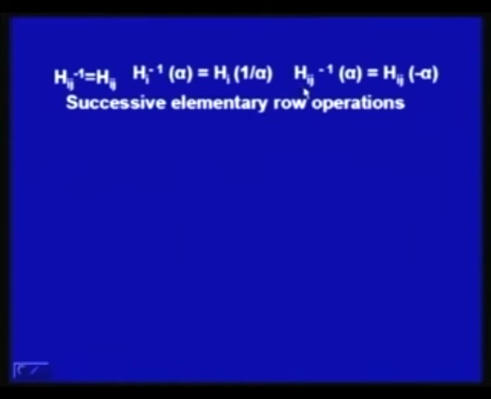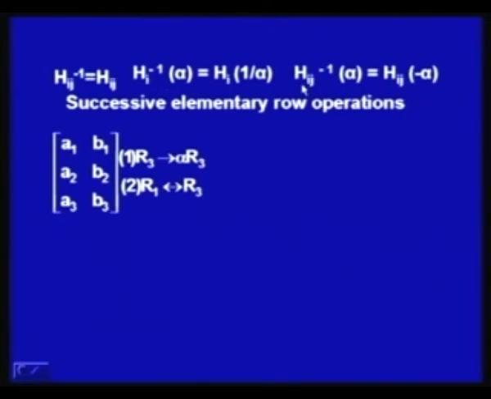Then the third operation, Hij alpha inverse is equal to Hij minus alpha. This operation simply means that the jth row multiplied by alpha is added into the ith row. Now, if you want to come back to the original matrix, what I do is I multiply the jth row by minus alpha, so that the result will be the same. So, whatever row transformation has been done here will be nullified and we will get the original matrix. So, that is how Hij alpha inverse is equal to Hij minus alpha.